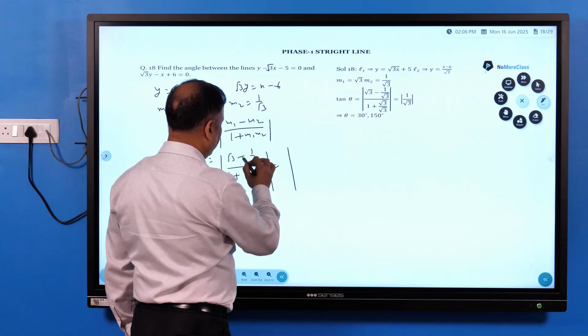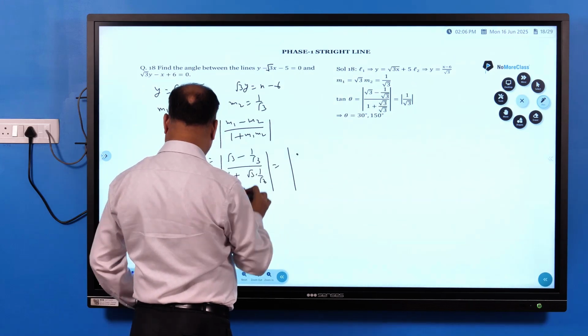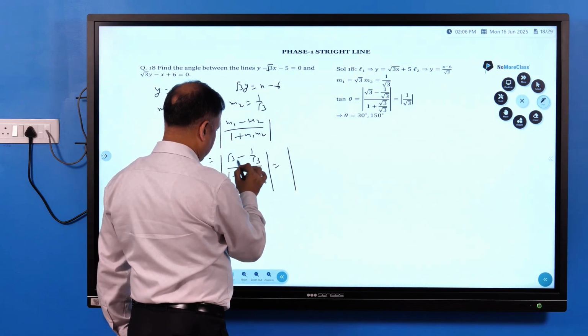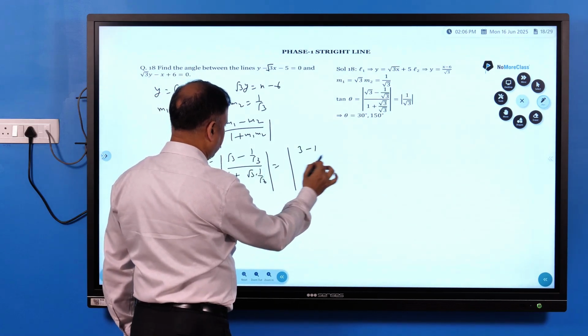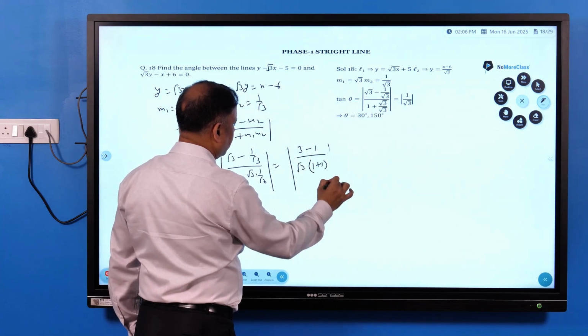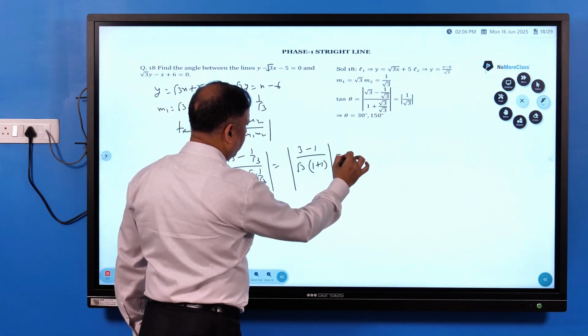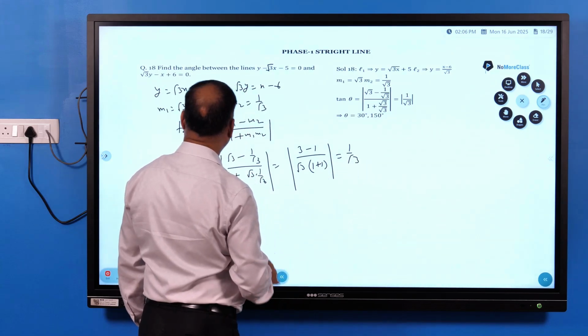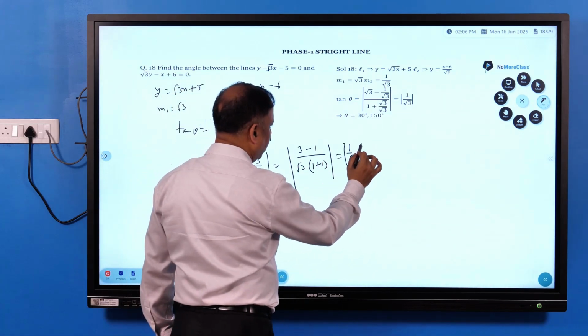So this will be √3 minus 1 upon √3 over 1 plus 1. So this will be 2, will cancel, 1 upon √3. So tan theta is equal to mod of 1 upon √3.